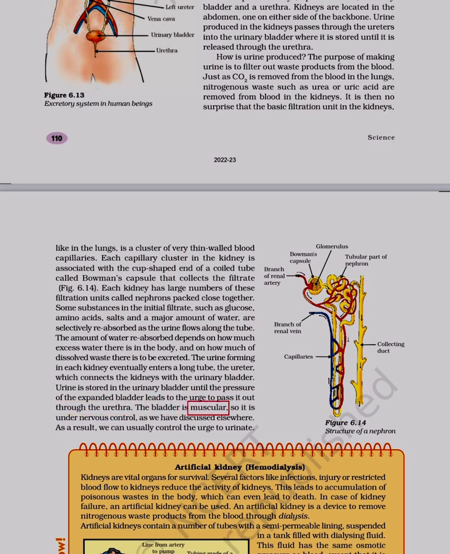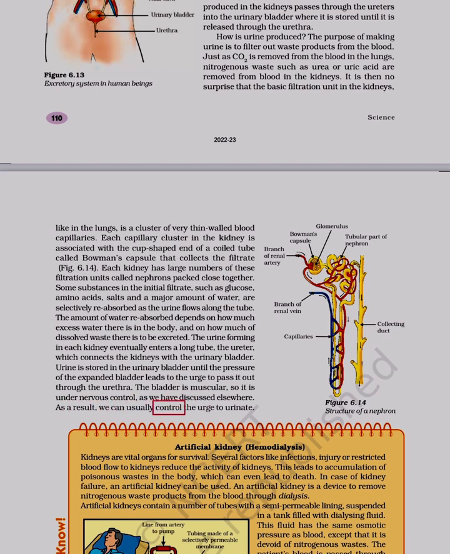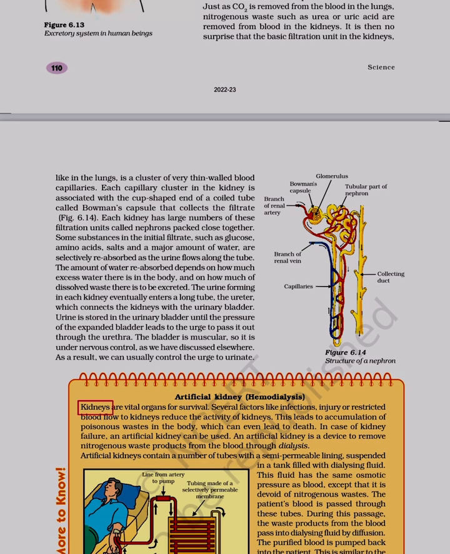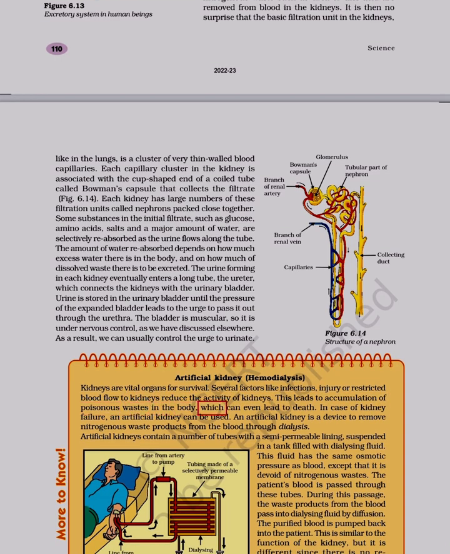The bladder is muscular, so it is under nervous control, as we have discussed elsewhere. As a result, we can usually control the urge to urinate. Artificial kidney, hemodialysis. Kidneys are vital organs for survival. Several factors like infections, injury or restricted blood flow to kidneys reduce the activity of kidneys. This leads to accumulation of poisonous wastes in the body, which can even lead to death.